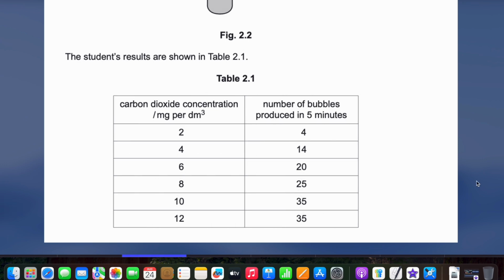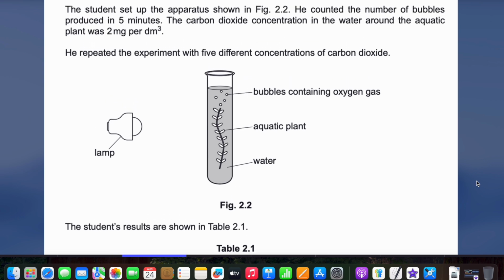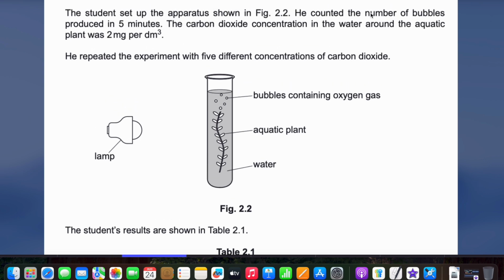Let's talk about the control variable. And keep in mind that the control variables are the factors that are kept the same during the investigation, during the experiment, to make it fair. If we go back to the text, we are told that the student counted the number of bubbles produced in 5 minutes. And that he repeated the experiment with 5 different concentrations of carbon dioxide. So it means that the time for each trial must be the same. So time, 5 minutes, is our first control variable.